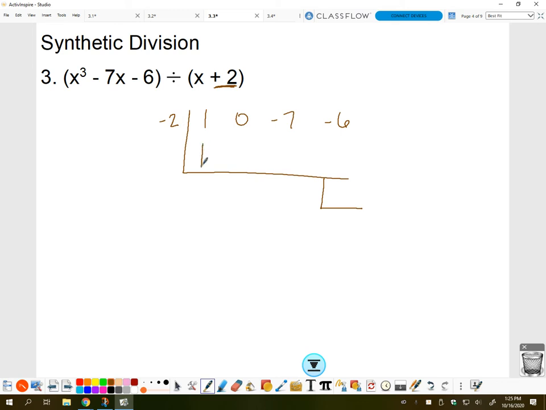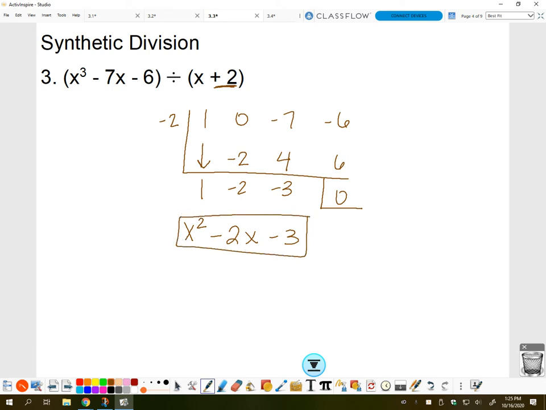Alright, first number always falls straight down. And then it's multiply, write it down, add that column. Multiply, write it down, add that column. Multiply, write it down, add that column. Alright, so you took something to the third, divided it by something to the first, so you're going to end up with something to the second. So you get 1x squared minus 2x minus 3, and the remainder 0, so you don't have a fraction on the end.